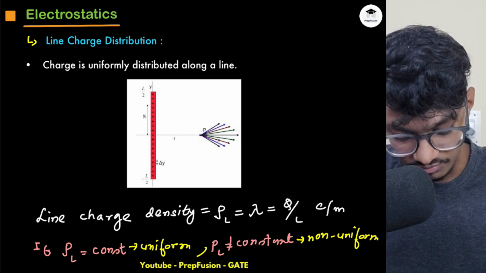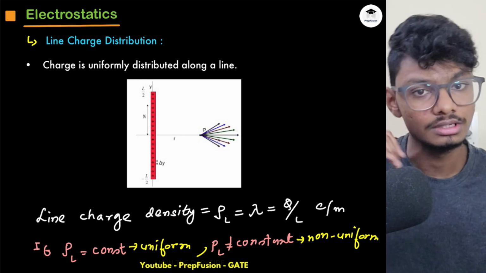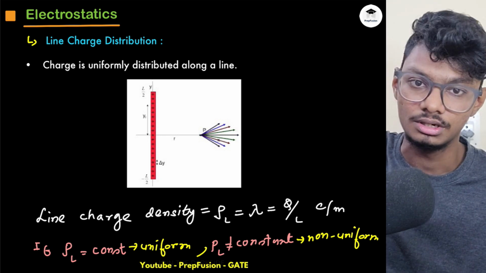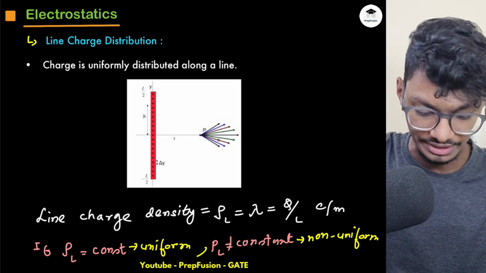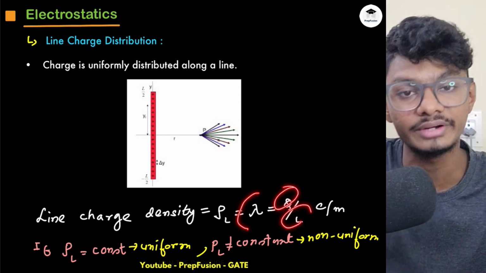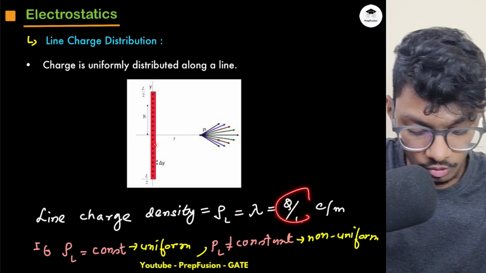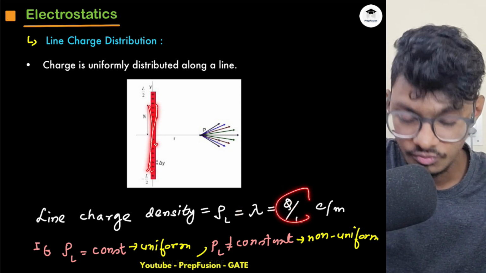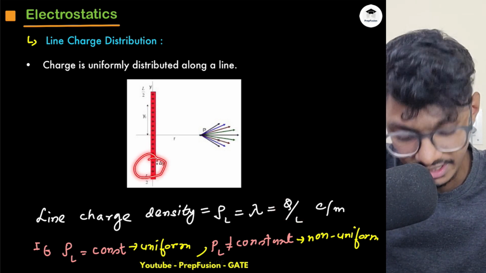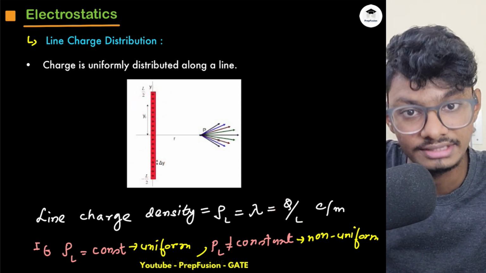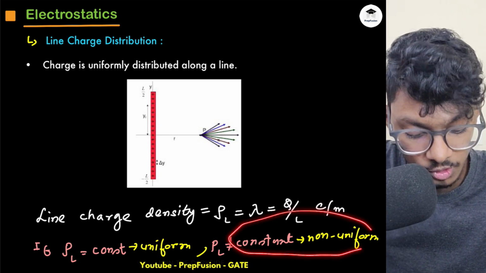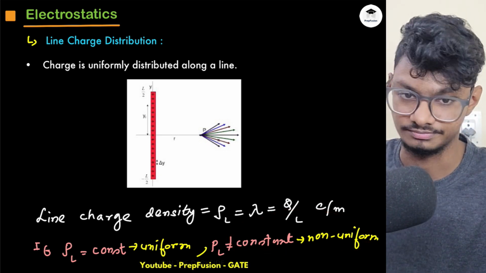Why is this called density? What does density mean? Since class 9 you learned that density means mass per unit volume. So anything per unit. So if I am dividing charge per unit length, and it is not constant everywhere, if it is changing with respect to space, if I am here the charge per unit length is something, and if I am there the charge per unit length is something else, then obviously I will call it a non-uniform distribution.